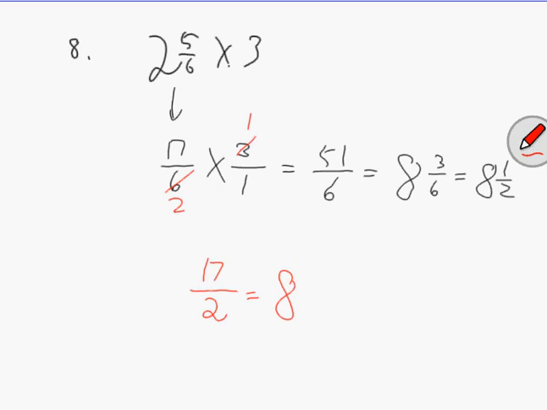How many 2's in 17? There's 8, with 1 left over. Both ways took you to the correct answer of 8.5. So if you think about this again in context, almost $3, tripled would be almost $9. In this case, that's a good estimation, because my answer is actually 8.5.